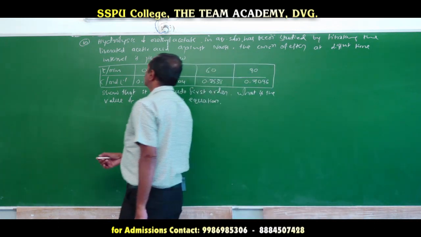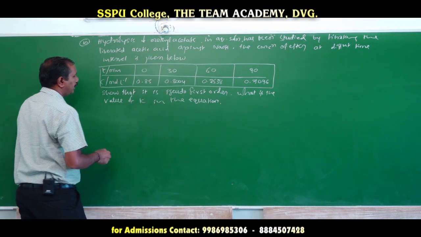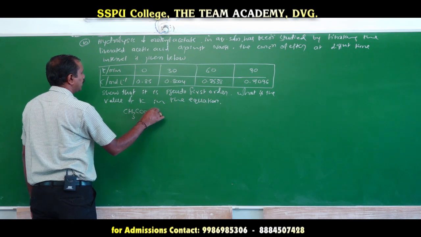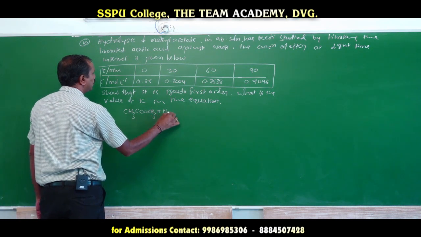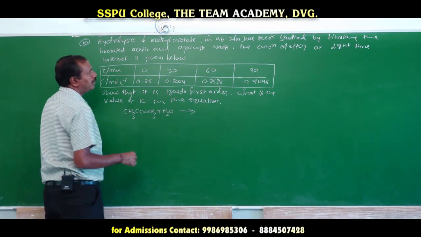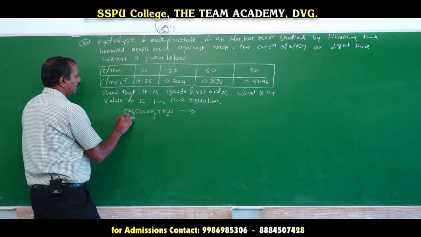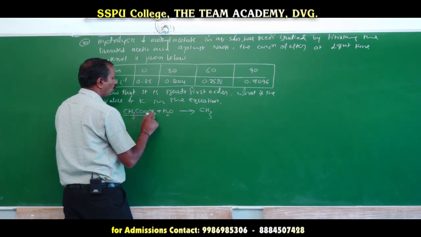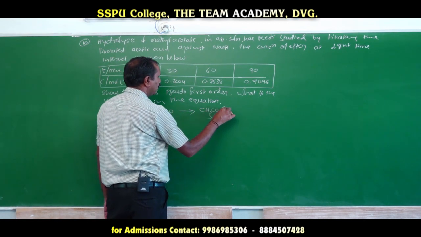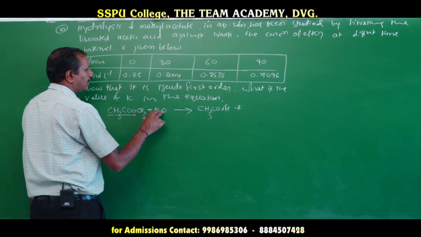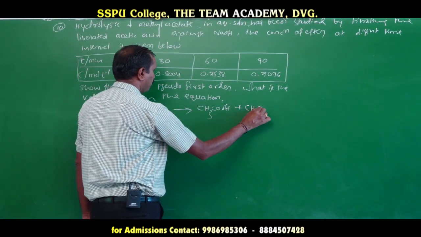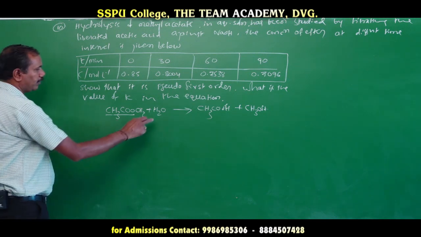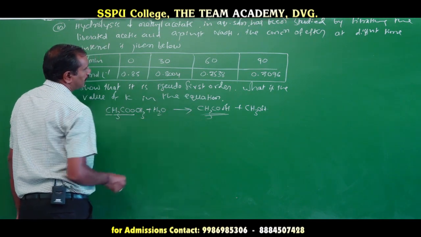See here, hydrolysis of methyl acetate in aqueous solution. Methyl acetate, CH3COOCH3, undergoes hydrolysis in presence of mineral acid. So it becomes acetic acid, CH3COOH, and CH3OH, methyl alcohol. When methyl acetate is subjected to hydrolysis, we can get acetic acid.